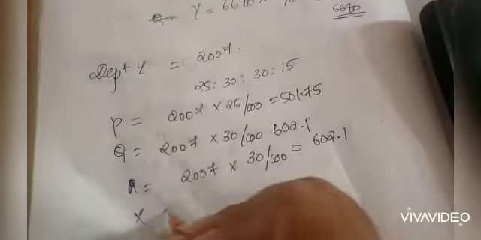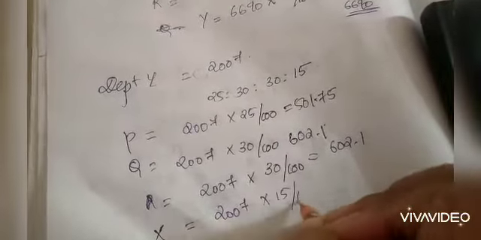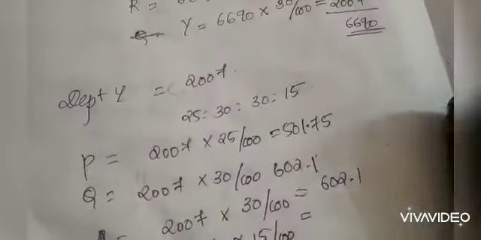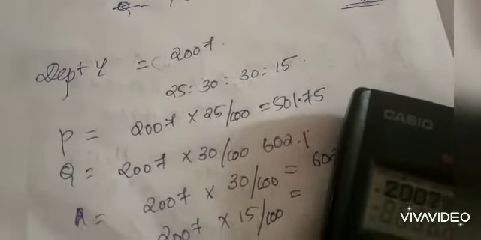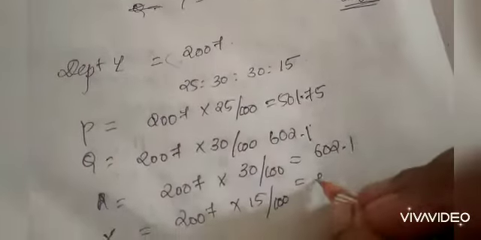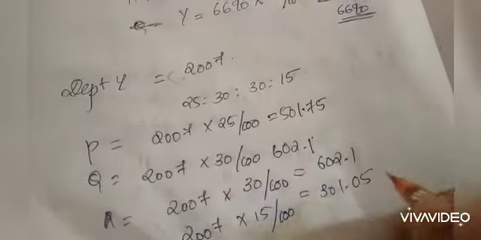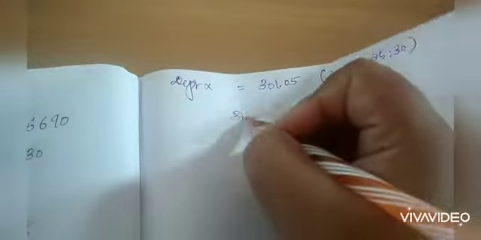And for X it is 2007 into 15 by 100. That is equal to 2007 into 15 divided by 100, which is equal to 301.05. Now we will reapportion 301.05 using the similar steps.